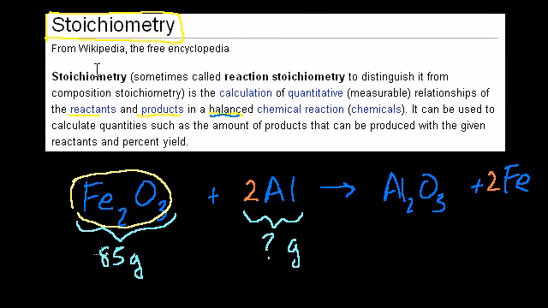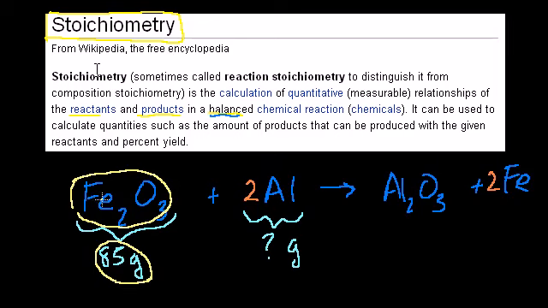So what we need to do is figure out how many moles of this molecule there are in 85 grams. And then we need to have twice as many moles of aluminum, because for every mole of the iron 3 oxide, we have 2 moles of aluminum. We're just looking at the coefficients, just looking at the numbers. 1 molecule of iron 3 oxide combines with 2 molecules of aluminum to make this reaction happen. So let's first figure out how many moles 85 grams are.